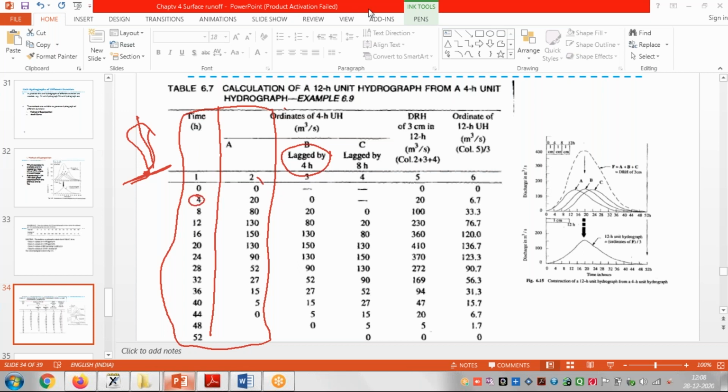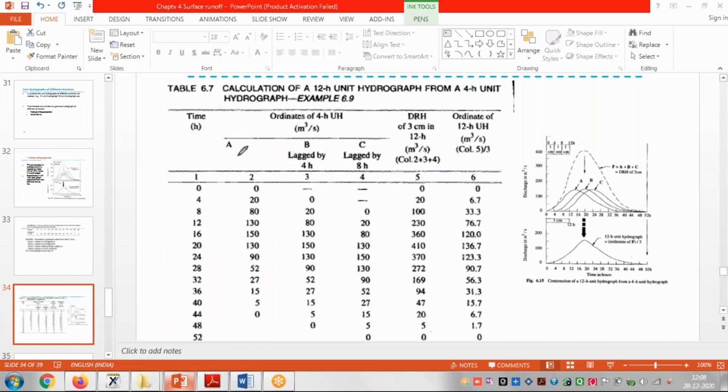Is it okay what I'm saying? The same ordinates are 0, 20, 80, 130, 150, 130, 90, 52, 27, 15, 5, and 0. This is collected at 0 time, then this is 0. After 4 hours, this is 20.